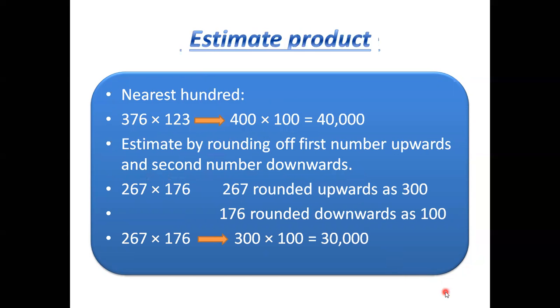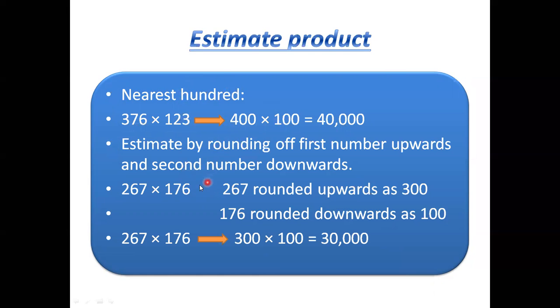Next, estimate product. We are going to estimate the product to the nearest 100. Nearest 100 means which place value do we have to check? Yes, the tens place value. What do we have in the tens place? 7. It means you have to increase the hundreds digit by 1 and make the ones and tens digits 0. Okay, 376 is rounded to 400. 123 is rounded as 100. Very good. 400 times 100 is 40,000.